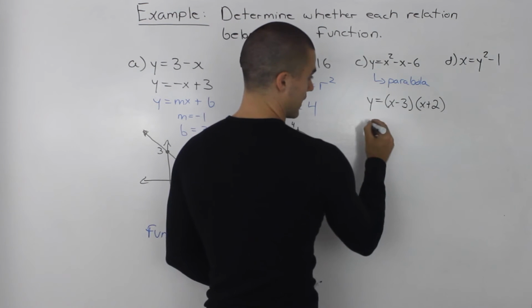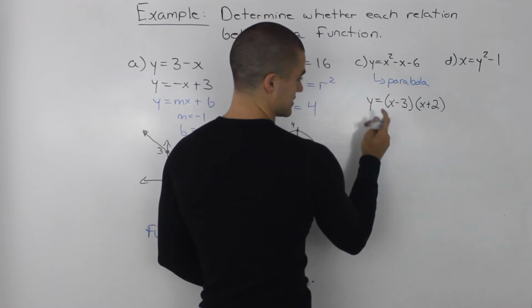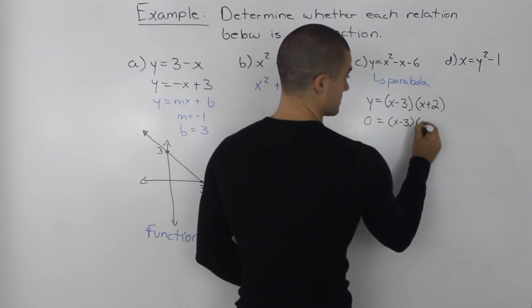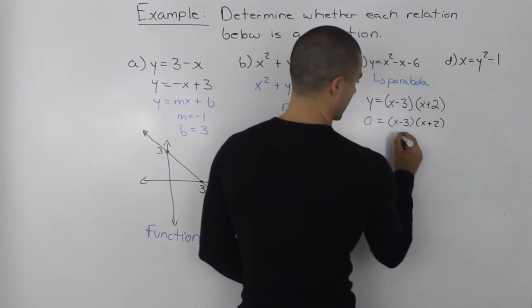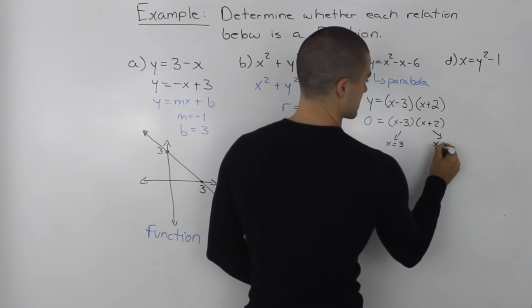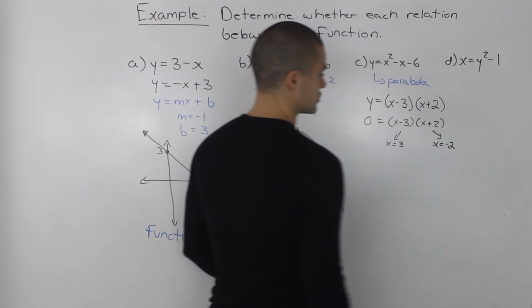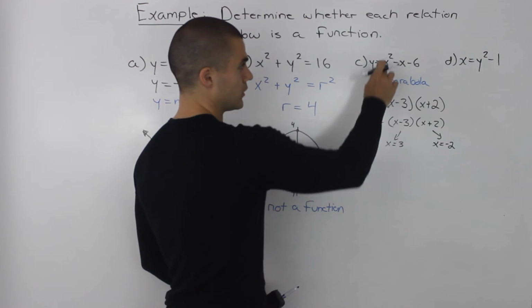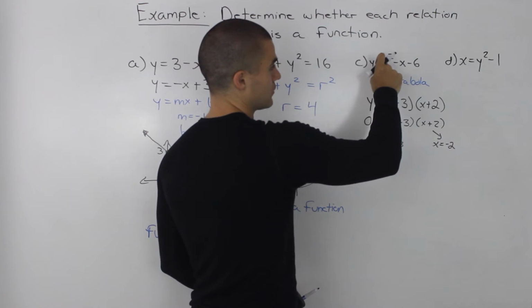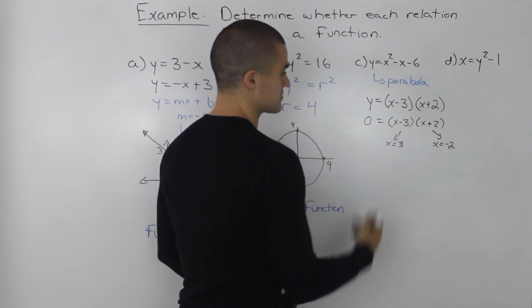So we know that if we set 0 for y to solve for the x-intercepts, we would get an x-intercept of 3 here and an x-intercept of negative 2. And we know that this parabola is opening upwards because the a value in front of this x squared, the positive one, is positive.